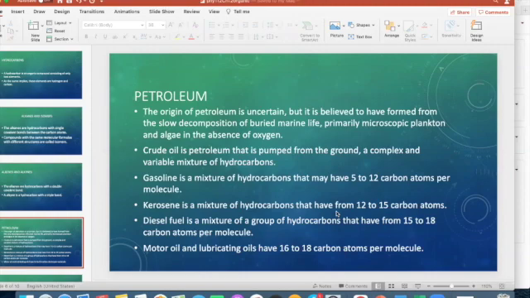Gasoline is a mixture of hydrocarbons and it contains 5 to 12 carbon atoms per molecule. Kerosene is a mixture of hydrocarbons between 12 and 15 carbon atoms. Diesel fuel is also a mixture of hydrocarbons between 15 and 18 carbon atoms per molecule. And then your motor oil and lubricating oils are 16 through 18 carbon atoms per molecule.